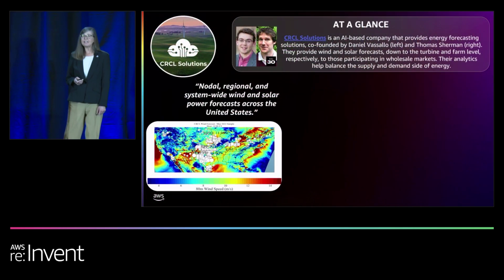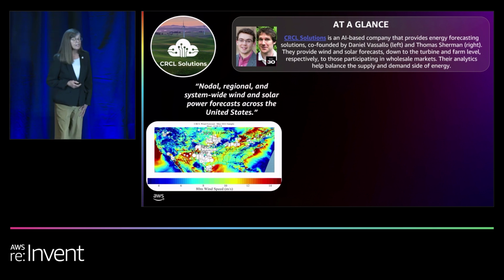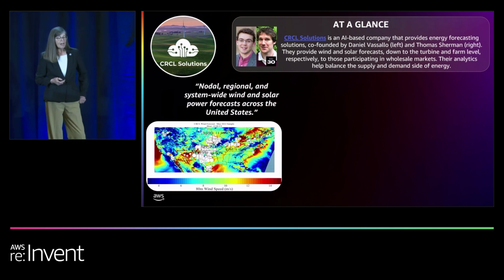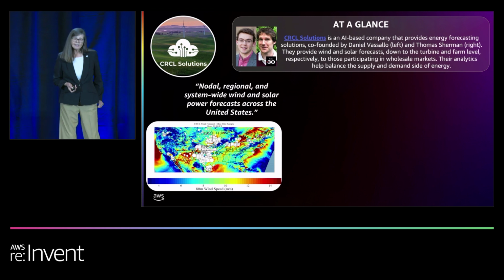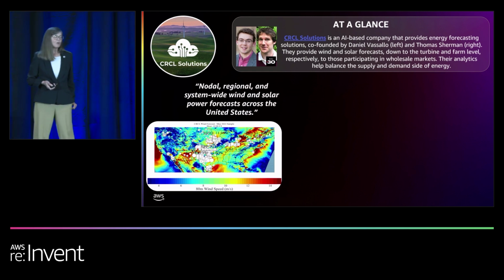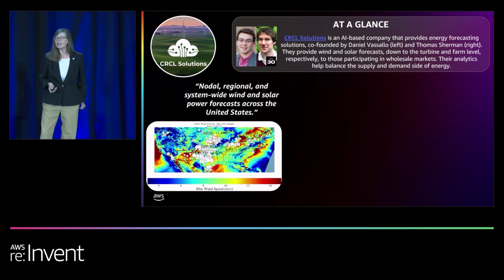Circle Solutions is an AI-based company that provides energy forecasting solutions, including nodal, regional, and system-wide wind and solar power forecasts across the US. Co-founded by Daniel Vassallo and Thomas Sherman, who were named 2022 Forbes 30 Under 30 class, Circle provides wind and solar forecasts down to the turbine and farm level, respectively, to those participating in wholesale markets. Circle's analytics help balance the supply and demand side of energy.